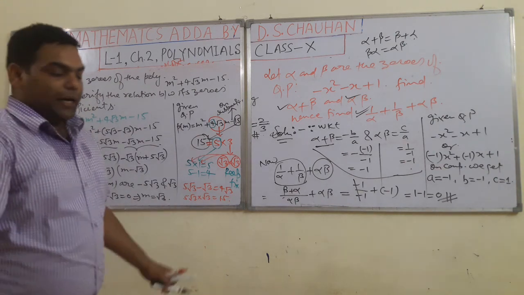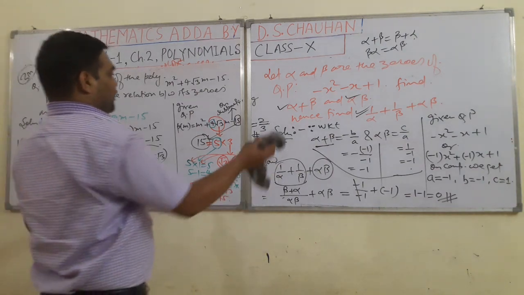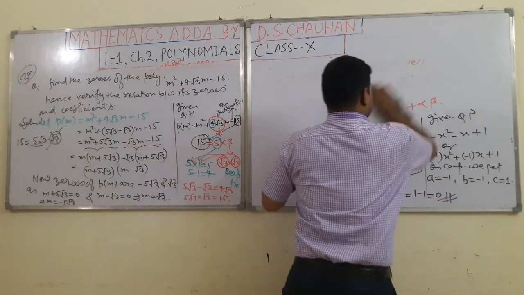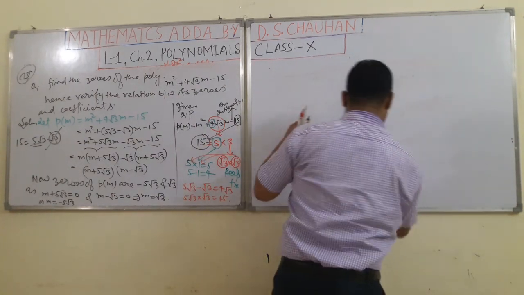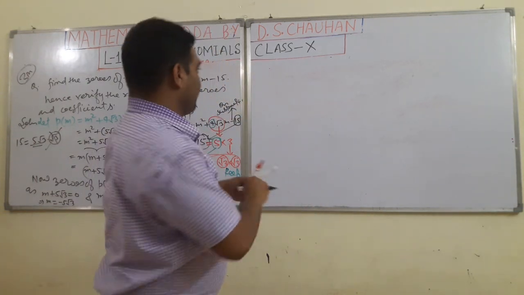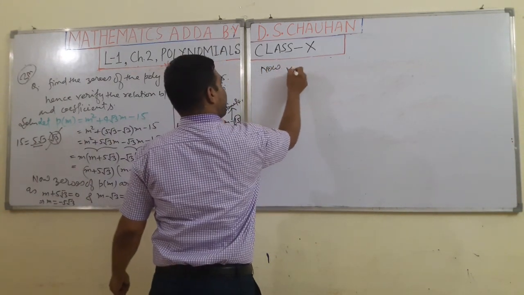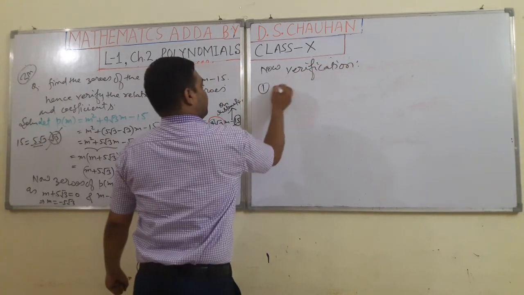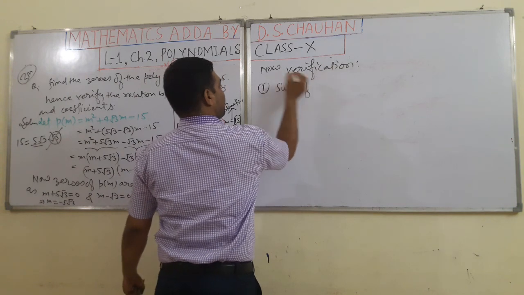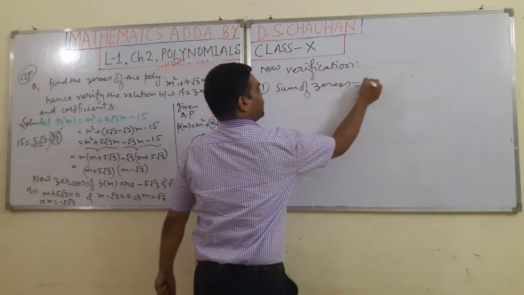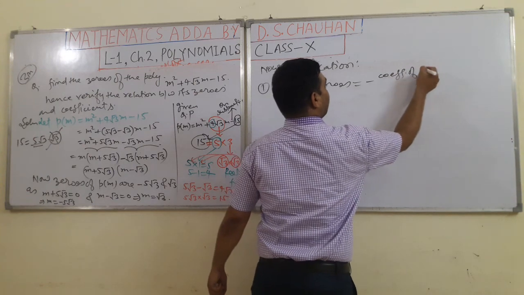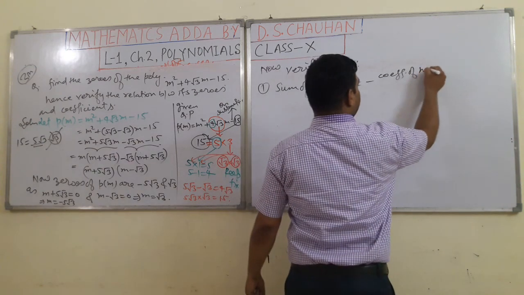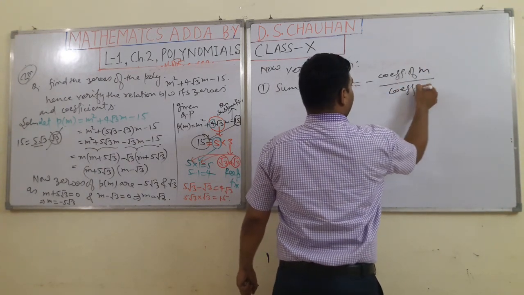Now students, we are interested to verify the relationship between zeros and coefficients. Try to understand easily. I am going to explain. Now see it. Now verification. First, sum of the zeros. It is minus coefficient of x. Here it is defined over m, so we will write coefficient of m upon coefficient of m square.